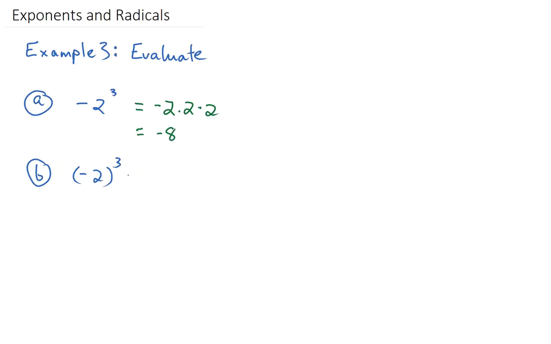Okay, so the second guy does have parentheses and the exponent's outside of those parentheses, so we're going to repeat everything that's inside the parentheses the number of times that the exponent tells us. So we have -2 times itself 3 times, and then -2 times -2 is a +4, times another -2 is a -8.